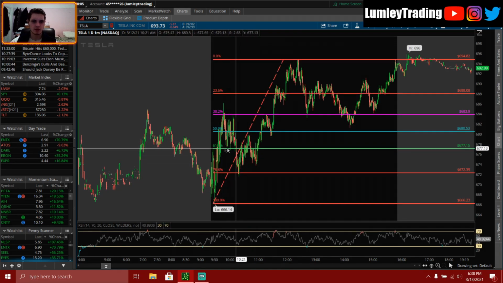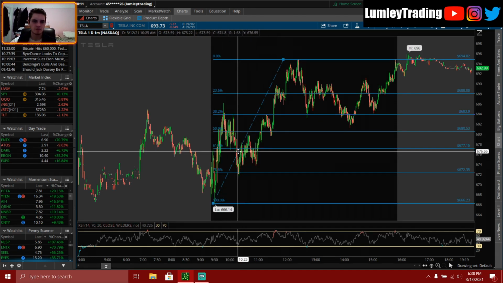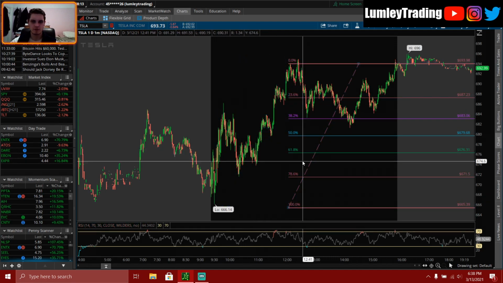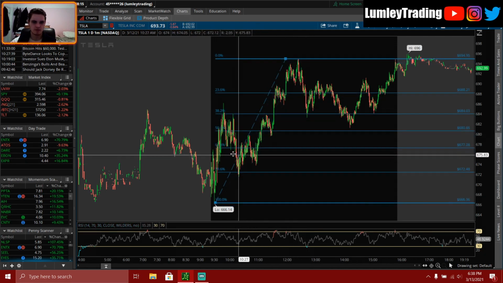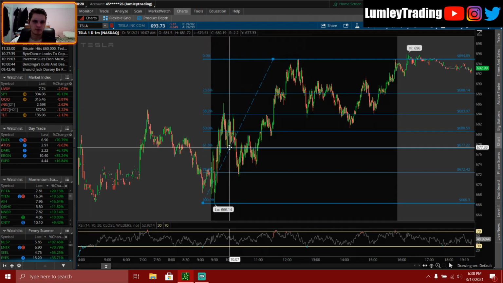And this green one might be a different color on your broker, because I've customized these to my colors. The 61.8, which you can see here, is considered the golden ratio, and usually the strongest one. You'll usually see a bounce off this one if it comes down to this low.